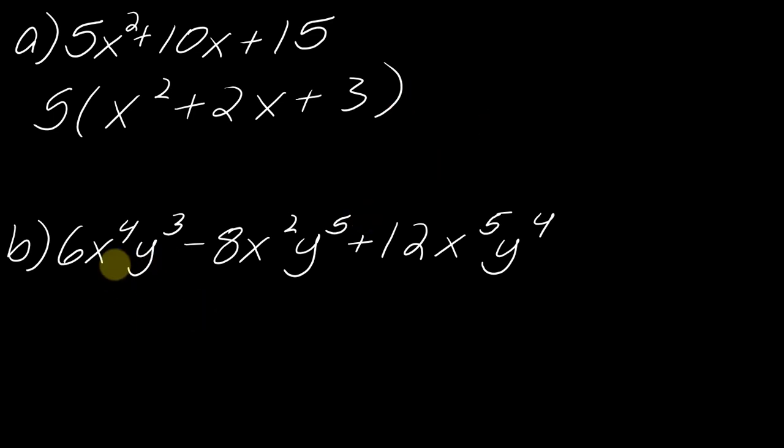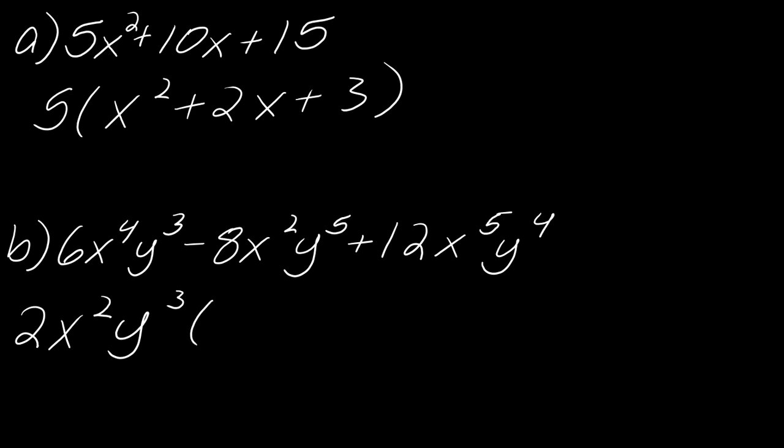So I've got 6x to the 4th y to the 3rd minus 8x squared y to the 5th plus 12x to the 5th y to the 4th. Now, the number that divides 6, 8, and 12 at the same time is going to be 2. And then I notice that each term has an x and a y in it, so I can factor an x and a y out. Now, we talked about in the review video what do you factor out? It's going to be the variable with the lowest exponent. So among the x's, x squared is the lowest exponent, so I'm going to factor out x squared. And then among the y's, I've got y cubed, y to the 5th, and y to the 4th, so y cubed is the smallest exponent. So ultimately, I'm going to factor 2x squared y cubed out of each one of these.